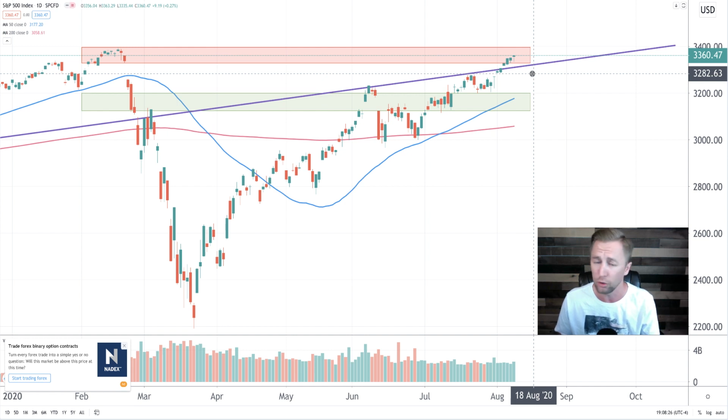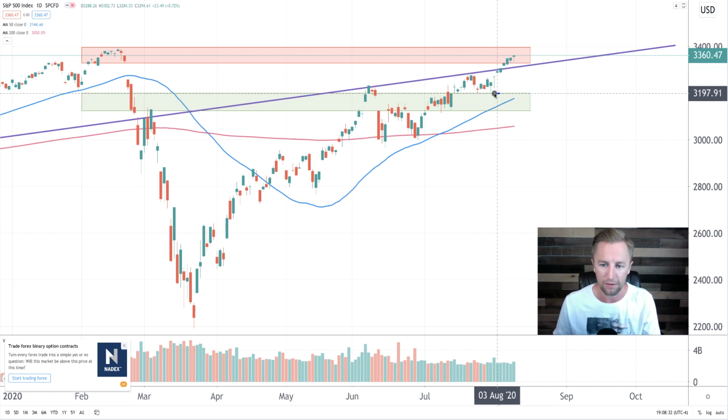I feel like if we do get a pullback, people are going to continue to buy into it. That's why we've been saying buy the dip, sell the rip. And this right here, if you entered at 3,200, this very well might be that rip, and you might take some profits right here at the market top.